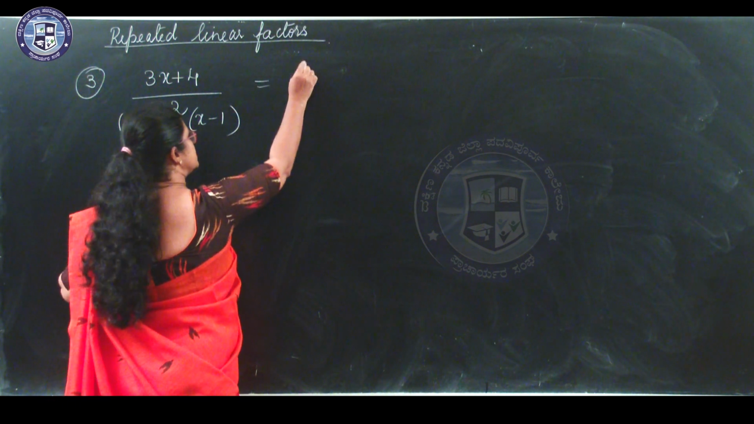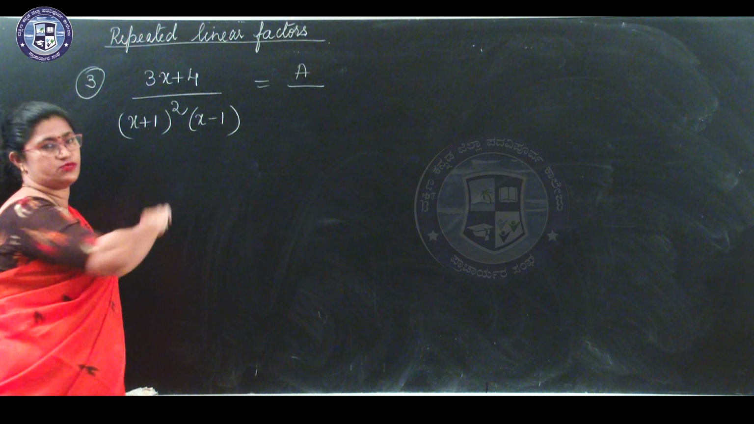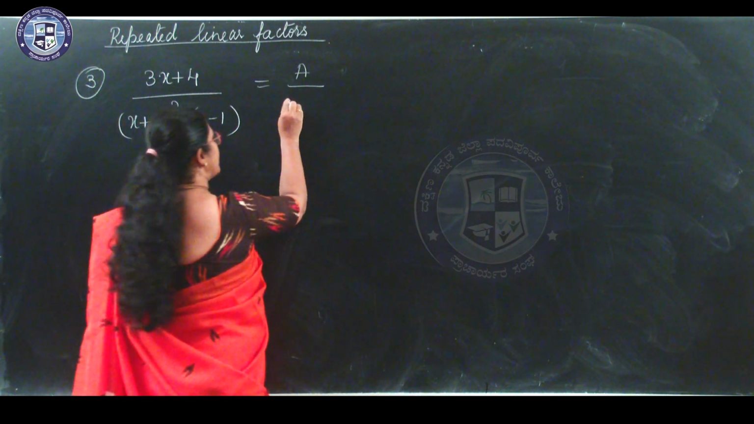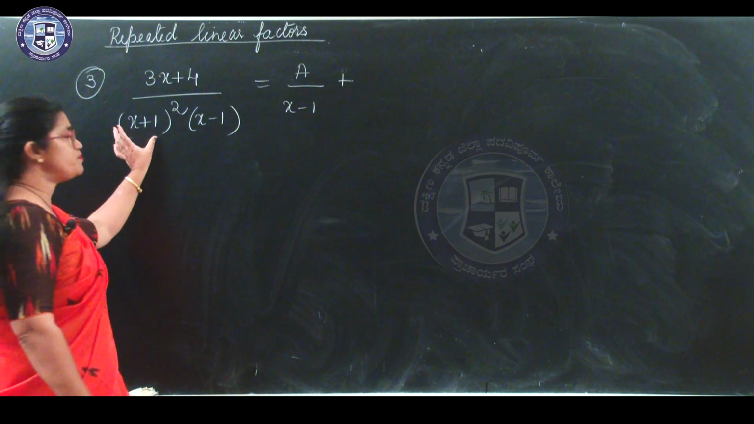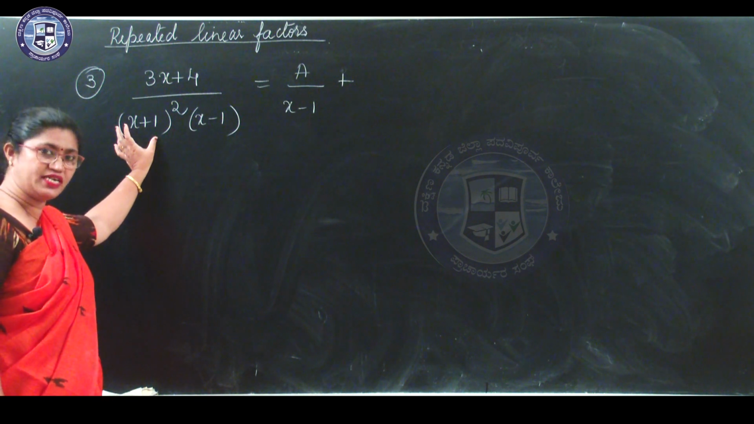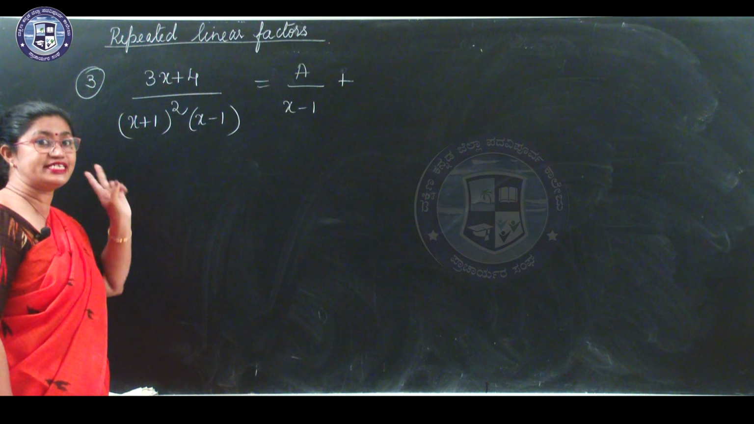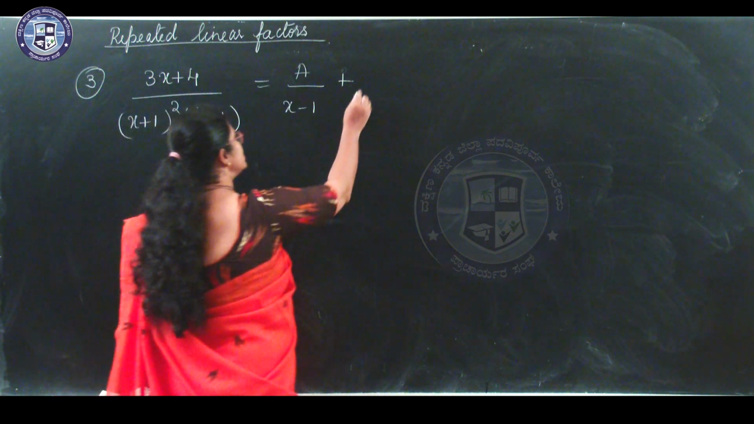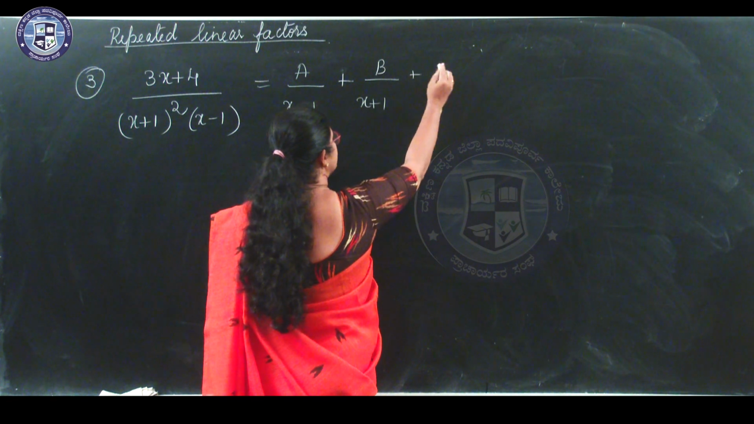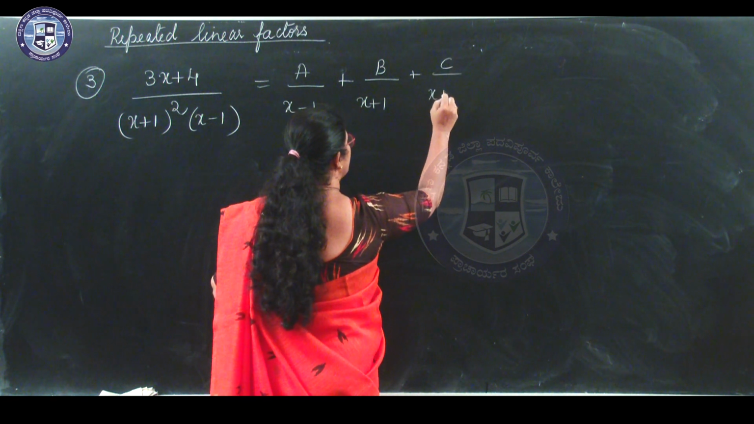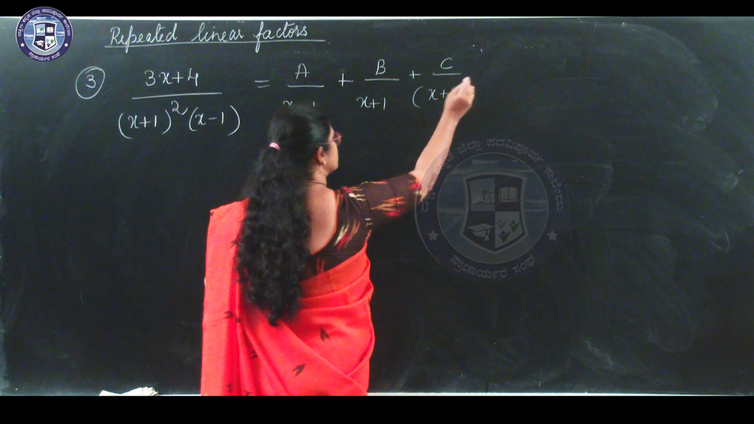So, I will write this as a by, first I will write this factor, and that is x minus 1 plus, now next one, x plus 1 the whole square is a repeated factor, so I have to write it twice. So once I will write it as b by x plus 1 and next write it as c by x plus 1 the whole square.